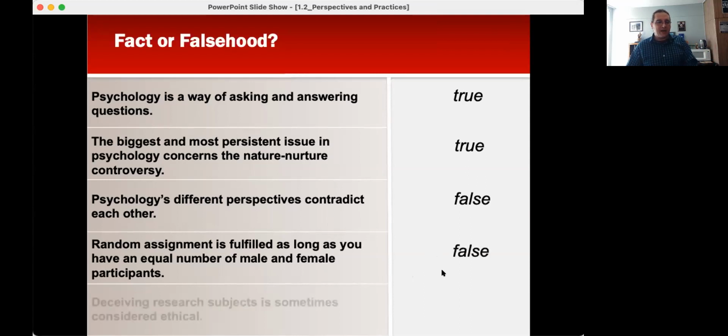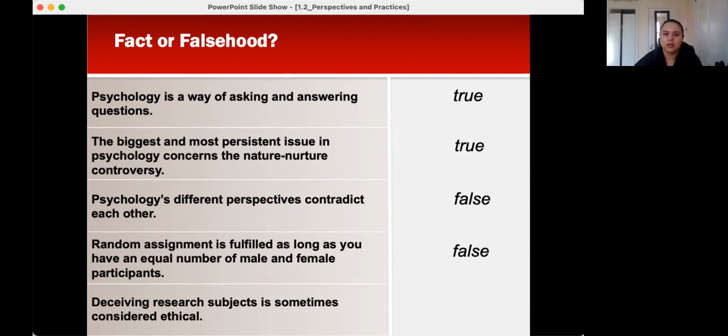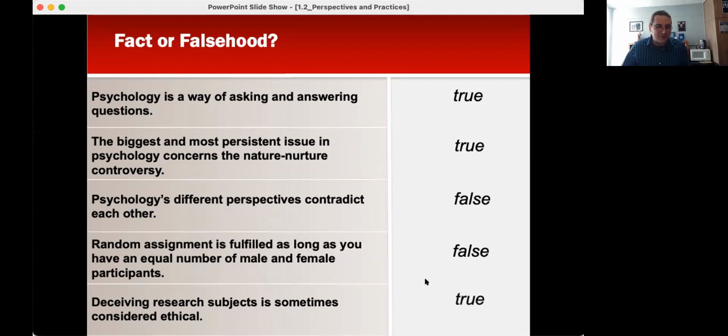Okay. Last one here. Deceiving research subjects is sometimes considered ethical. What do you think? We're talking about research. I'm not sure on this one. It's okay, this is not a quiz. Nobody's getting an A or an F or anything on this. It's just, again, to get your brains going. Seeing a lot of thumbs up here. Okay, that is actually very true, and we'll talk about that when we get into ethics of research.